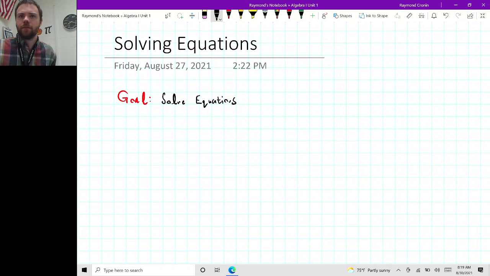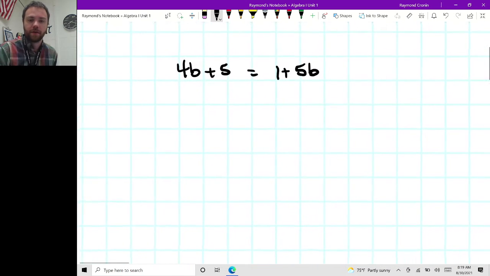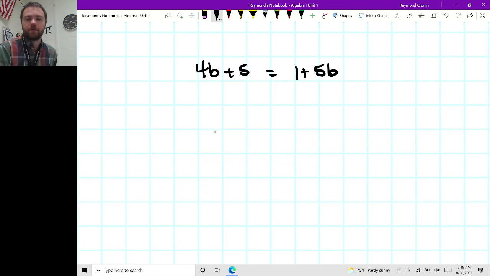And we're going to start with, maybe, something like this. So we've got 4b plus 5 equals 1 plus 5b. And we want to solve for the variable b. Okay? So what we're going to do is get all the constant terms on one side and all the variable terms on the other.